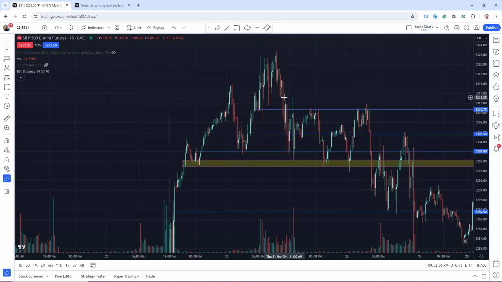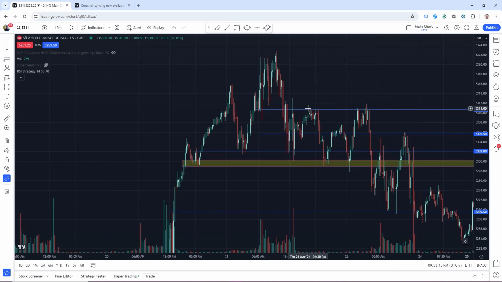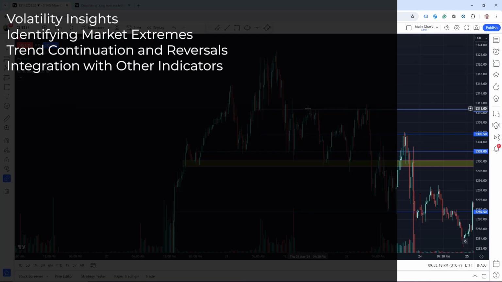And the last indicator we will go over are Bollinger Bands. Bollinger Bands consist of three primary components: a moving average, traditionally set to a 20-day period, and two standard deviation bands on either side of this average. These bands adjust automatically to the current market volatility, providing a dynamic view of price fluctuations and potential extremes. There are four major applications for day trading futures with Bollinger Bands: volatility insights, identifying market extremes, trend continuation and reversals, and integration with other indicators.